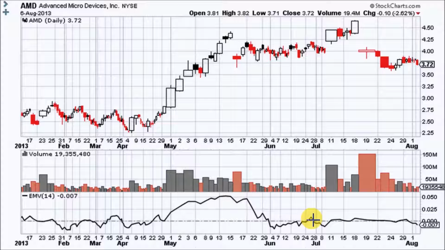Okay, now ease of movement in a downtrend right here. It is showing that it is very easy because of the low volume. This is low volume down, easy low volume down, which is really quite negative, quite bearish. But right here is where it changed. It went from being mostly easy down to very easy up, extremely easy up.